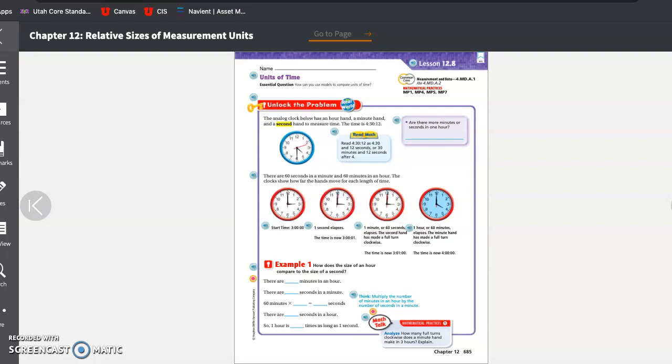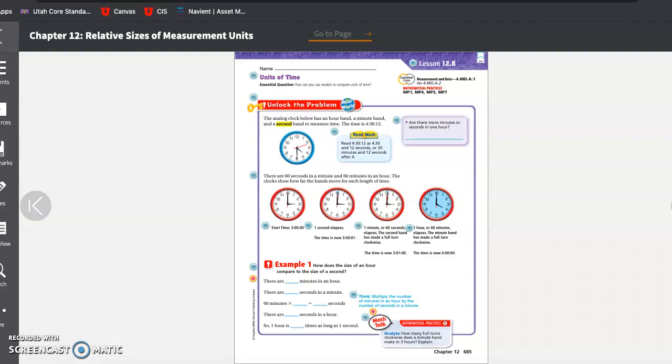As always, our standard that we're learning is 4.MD.1: know relative sizes of measurement units within one system of units, including kilometers, meters, centimeters, kilograms, grams, pound, ounce, mile, hour, minute, second. Express measurements in a larger unit in terms of a smaller unit. Record measurement equivalents in a 2-column table. That's the standard that we're going to be talking about today.